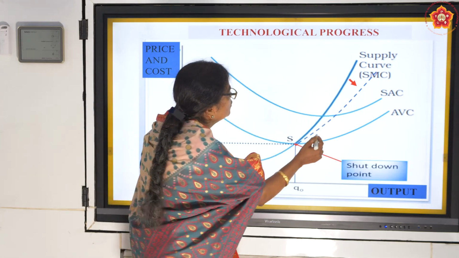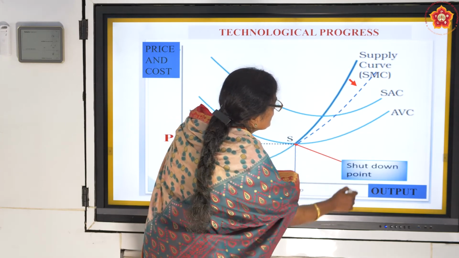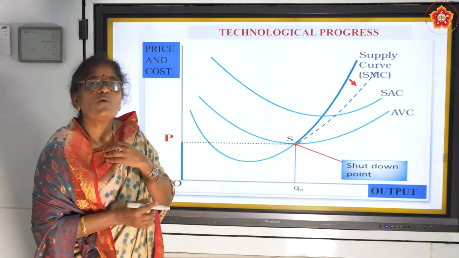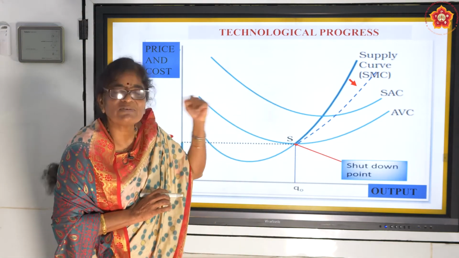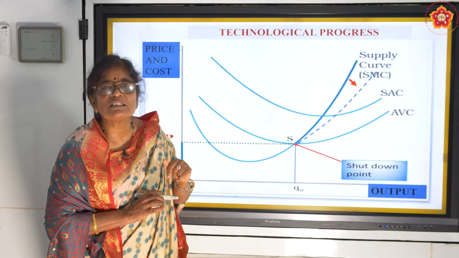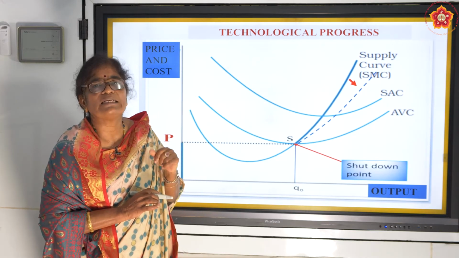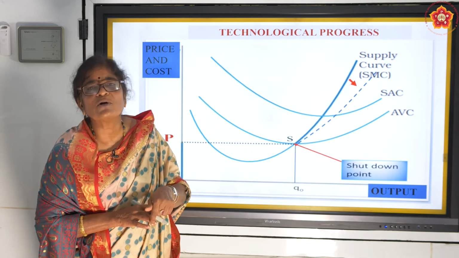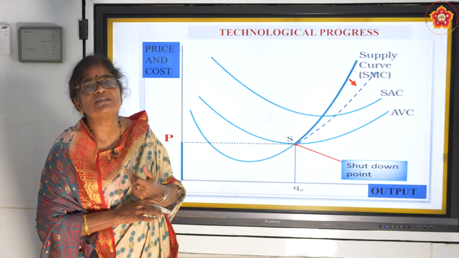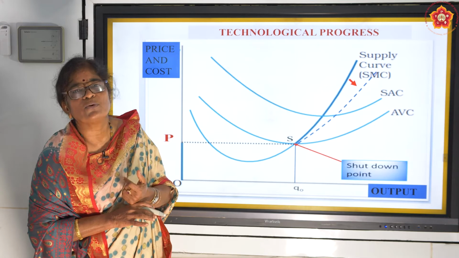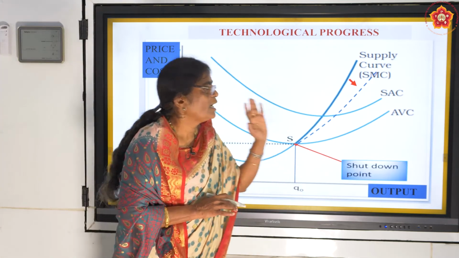When marginal cost moves downward, your output will increase. Therefore, the firm will supply more output. When the cost decreases, what will happen? The direct impact of the cost is on the prices of the commodity. When the cost decreases, the price of the commodity decreases. When the price of the commodity decreases, consumers will buy more and more output. Therefore, supply increases. I hope you understood.